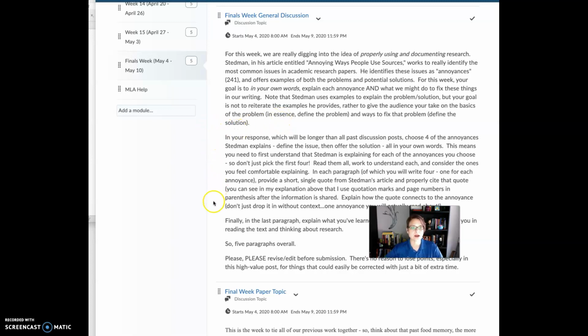And then the second paragraph, it's going to be longer, right? In the second paragraph, I've identified specifically, I want 4 of those annoyances, okay? And I want you to define essentially the annoyance and the solution. And again, that's in your own words. Okay, I don't want you just copying and pasting from Stedman, because again, that's not ethical research. That's not what we're going for here.